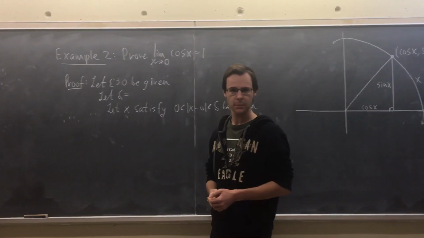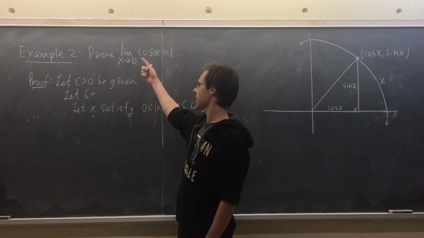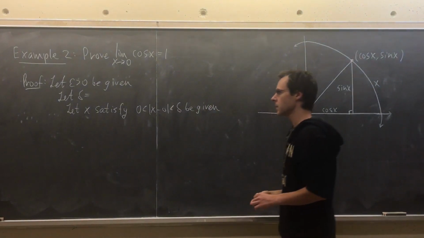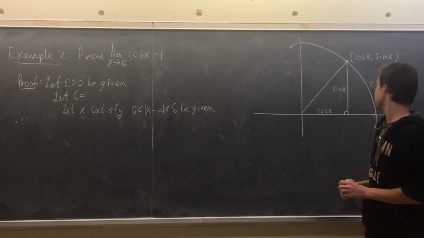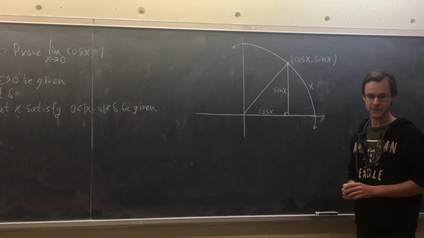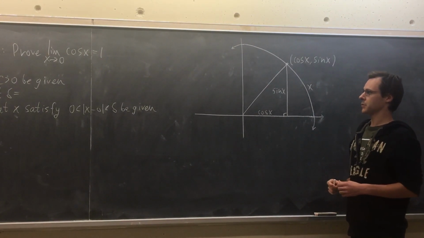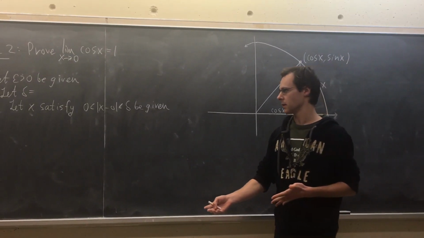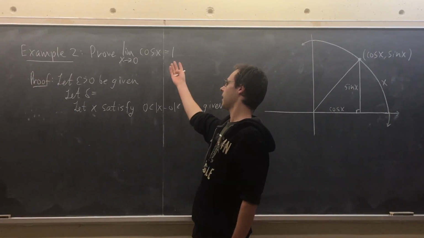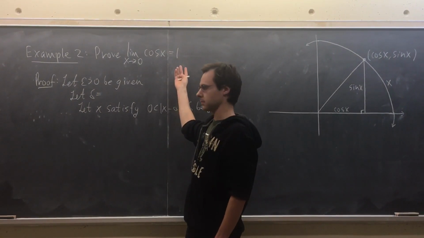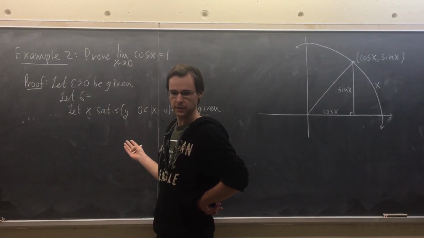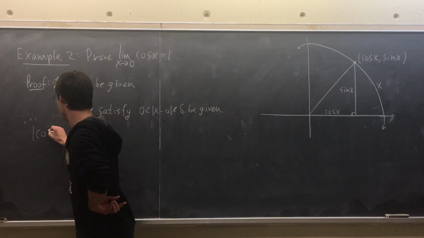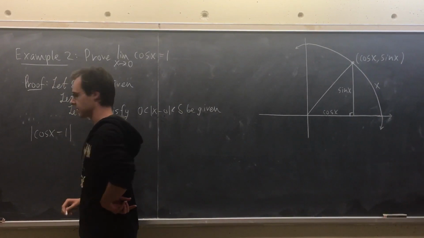All right, so for example 2, let's prove that the limit as x goes to 0 of cos x is 1. Okay? So I drew a slightly bigger unit circle. All right? We're going to prove this geometrically again. So looking at the unit circle, we're going to figure out what inequality to use that will help us bound cos x minus 1. Okay?